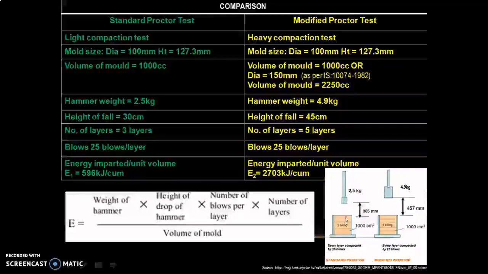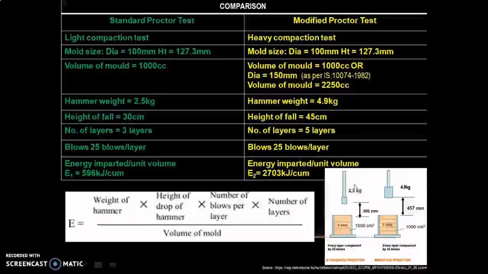The diameter of the mold in case of standard Proctor test is 100 mm and height of the mold is 127.3 mm, and this is same for even modified Proctor test. Volume of the mold used in both the test is 1000 centimeter cube. The diameter of the mold can be even 150 mm as per IS 10074 1982, in which the volume of the mold will be around 2250 centimeter cube.